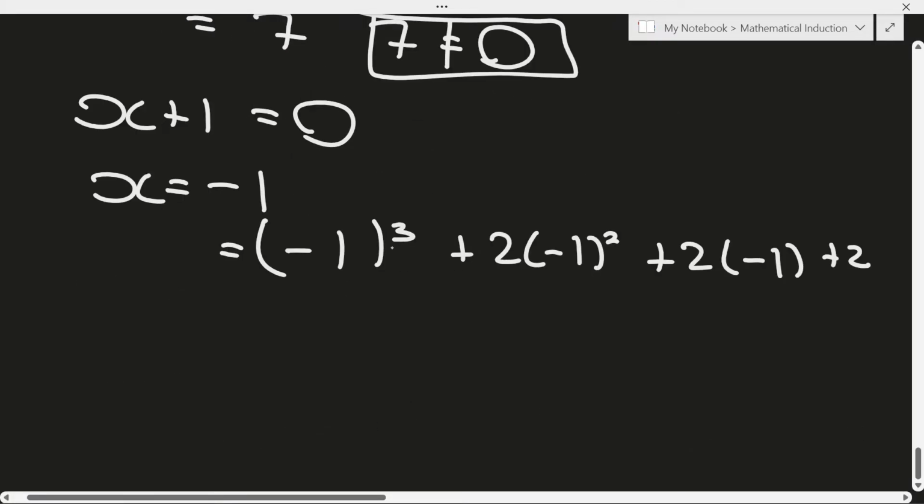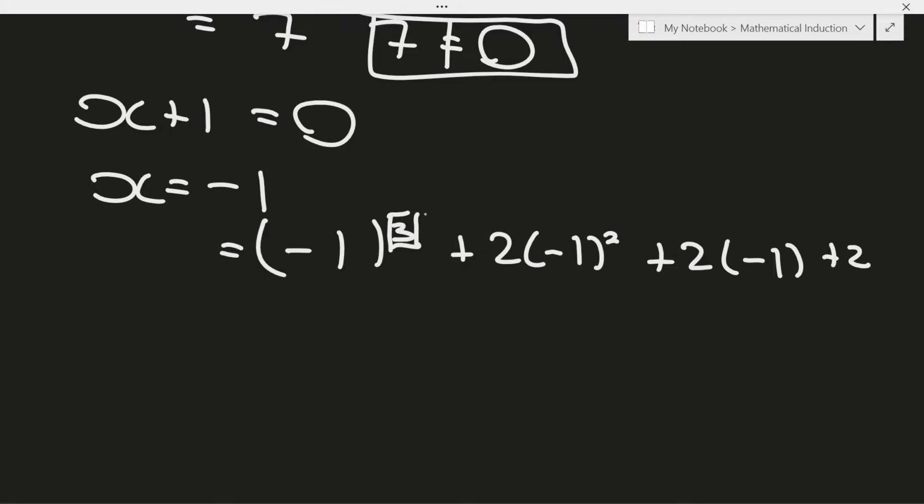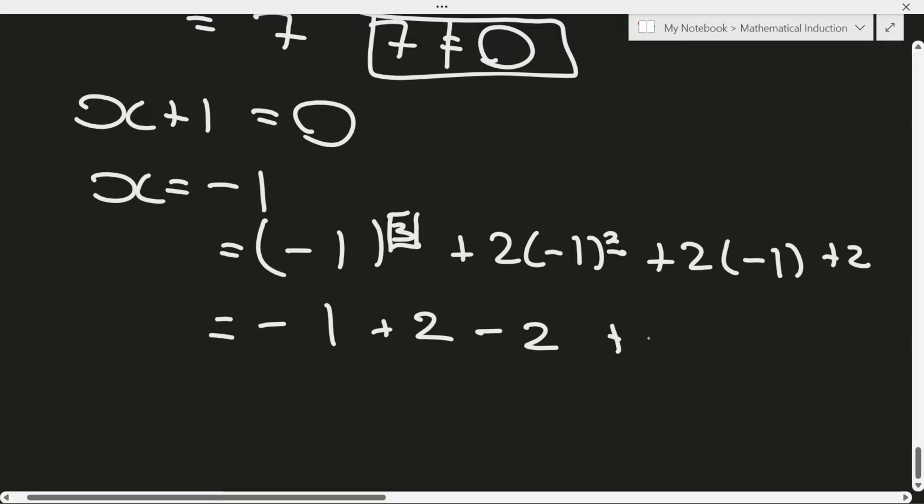Because this is an odd power, I'm really stressing the odd power because it really saves time, mental time doing it in your head. It really saves a couple of small seconds, but every second counts on the exam. So minus 1 cubed is equal to minus 1, and 2 times 1, because this is an even power, it will be positive, plus 2. 2 times minus 1 is minus 2, plus 2.